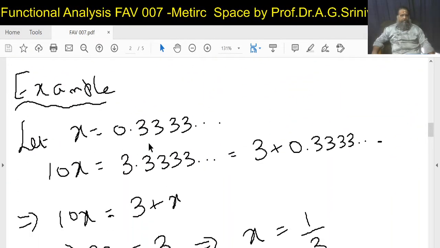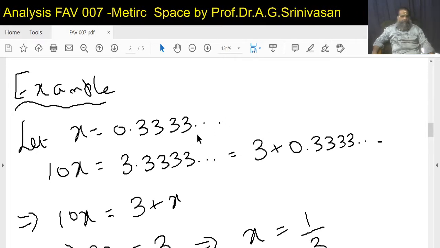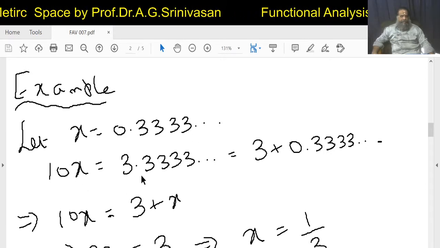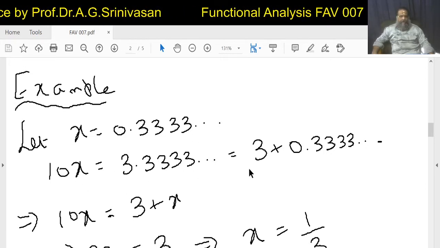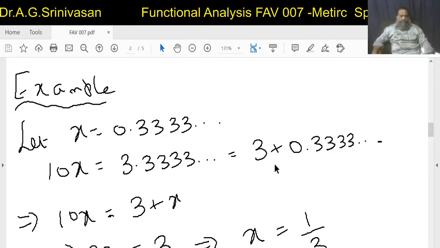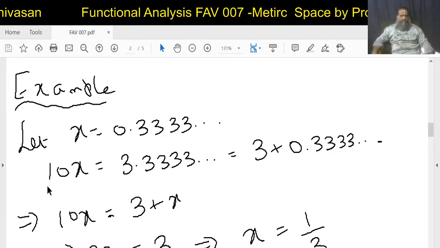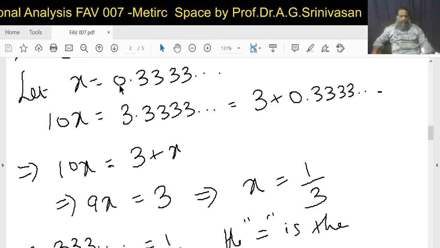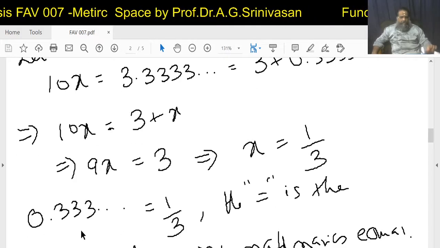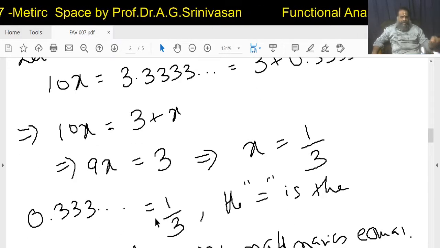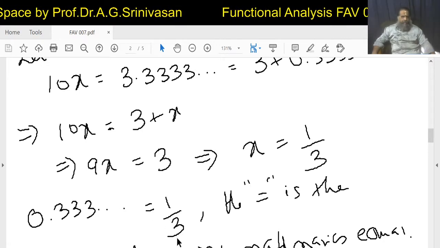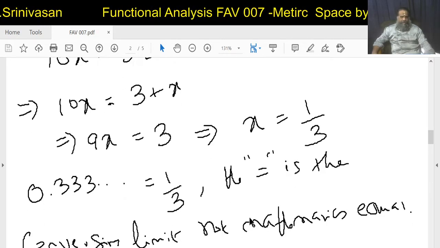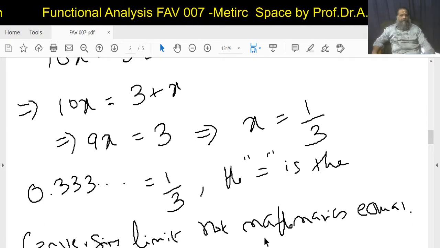Suppose I take x equal to 0.3333..., an infinite sequence. It's not finite, it's an infinite number. We shall multiply with 10. 10x equal to 3.333..., which I can write as 3 plus 0.333..., so this is actually x, so 3 plus x. So 10x equals 3 plus x, so 9x equals 3, x is equal to 1 by 3. So 0.333 is 1 by 3. Please note that 0.333 is not equal to 1 by 3. It is tending to 1 by 3 as a convergent limit. Though we write equality, it's only the convergent. So the equality is a convergent limit, not mathematical equality.